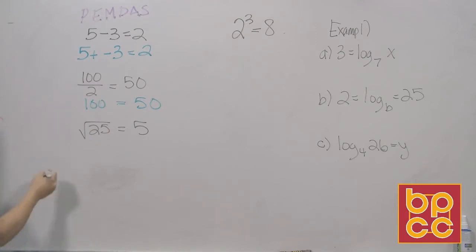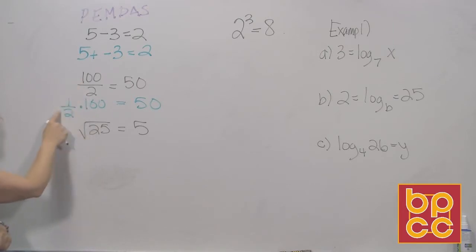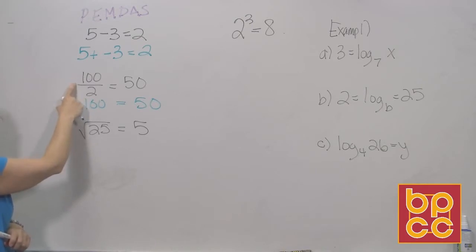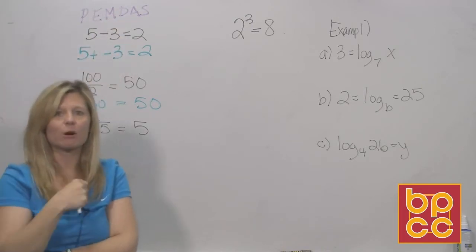100 divided by 2. Doesn't that mean half of 100? I didn't move the numbers. The 100's on the left, the 2's on the left. The 2's still in the denominator. The 100's still in the numerator. I'm just showing that that statement and that statement mean the same thing. These 2 equations are equivalent, because multiplication and division go together. They're inverses of each other.